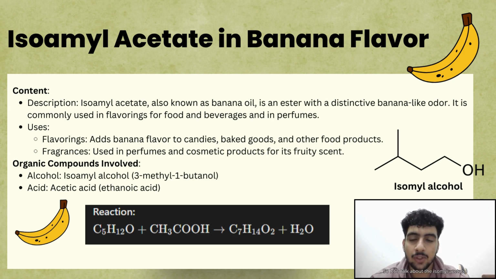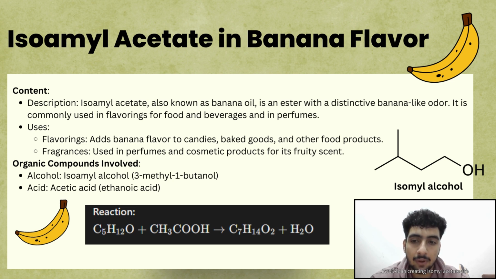So let's talk about isoamyl acetate, commonly known as banana oil. This ester has a distinctive banana-like odor, making it a popular choice in both the food and fragrance industries. In flavorings, isoamyl acetate is used to give a banana taste to candies, baked goods, and other food products. It's what makes banana flavored candies taste so authentic. In perfumes, its fruity scent is highly valued. It adds a fresh, sweet note to many cosmetic products, making them smell more appealing.